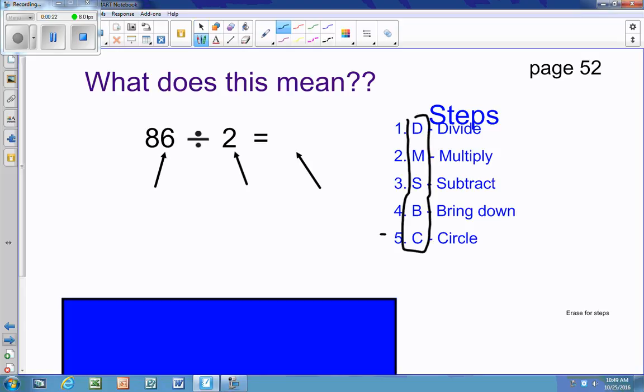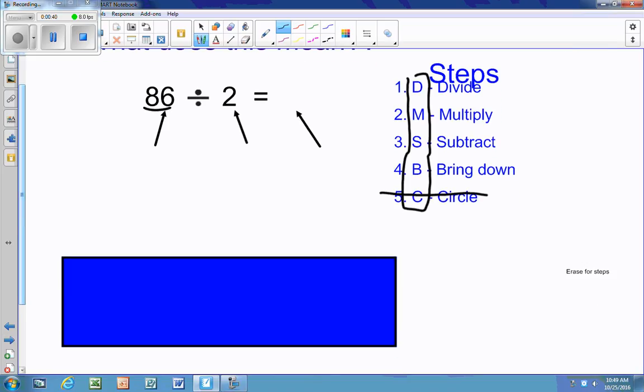Most of you do not need this step, but you do need the other steps, which is divide, multiply, subtract, bring down. A way to remember that is, does McDonald's sell burgers? Divide, multiply, subtract, bring down. Does McDonald's sell burgers? So the first thing we do is we're going to rewrite this. The first number goes into the house, and then we divide by 2.